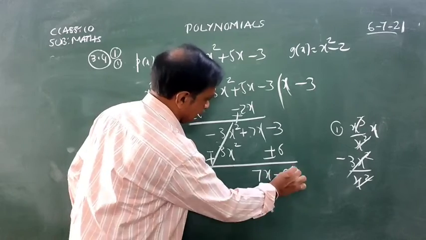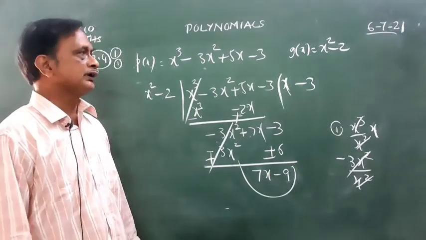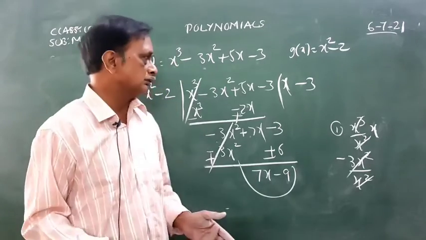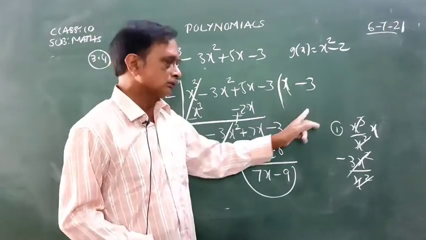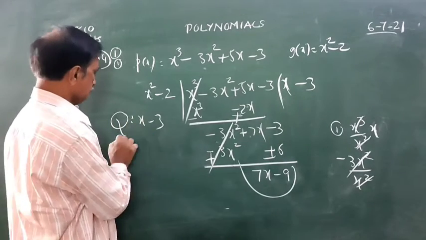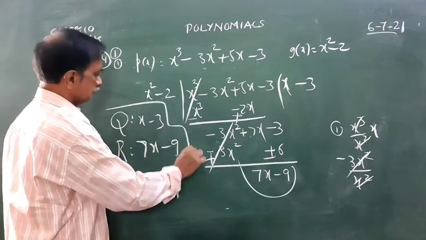7x minus 9. Here you are required to find the quotient and the remainder. You need not check whether dividend equal to divisor into quotient plus remainder or not. So what is the quotient obtained here? Quotient equal to what? X minus 3. Remainder equal to what? 7x minus 9.